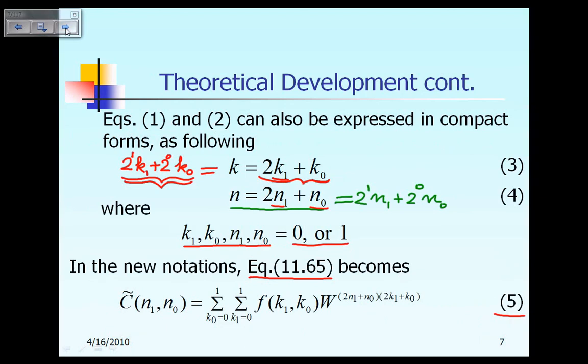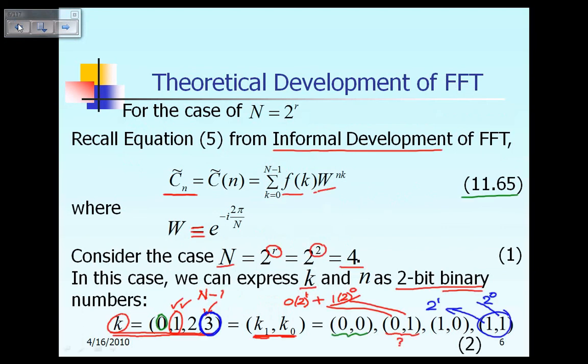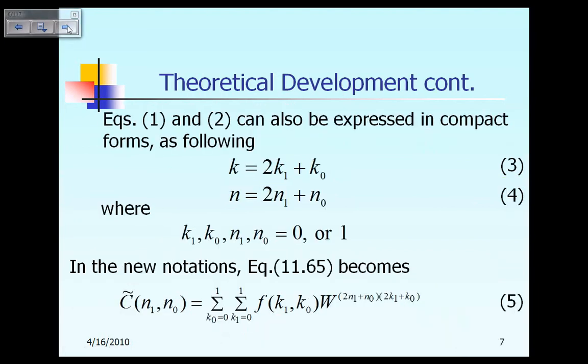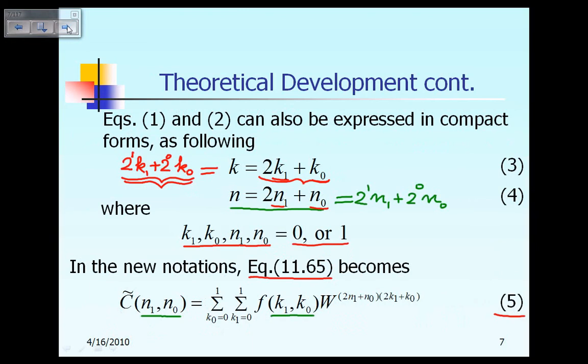Instead of n, now we say n1 comma n0. Instead of k, we say k1 comma k0, right? As you can see here, the c theta depends on the value n, but that value n now becomes a pair of numbers n1 n0, and k now becomes k1 k0.